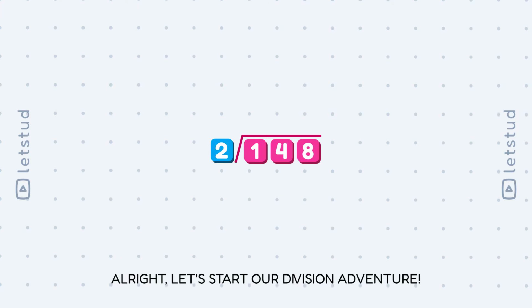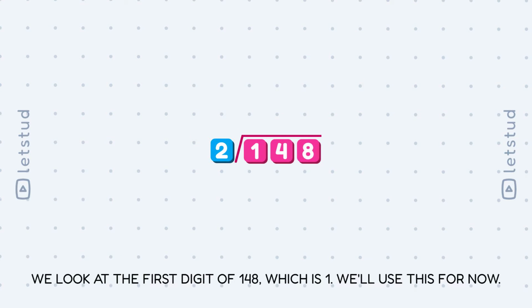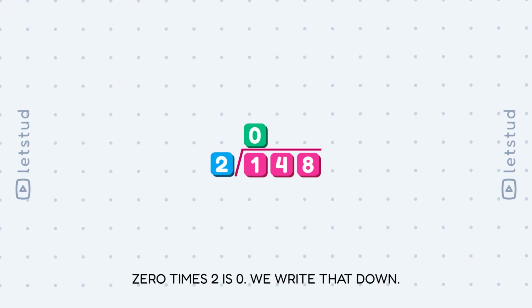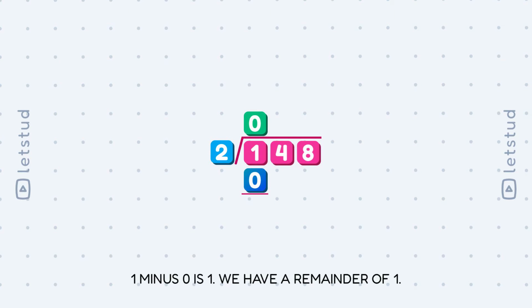Alright, let's start our division adventure. We look at the first digit of 148, which is 1. We'll use this for now. How many times does 2 fit into 1? It doesn't fit, so we write 0. 0 times 2 is 0. We write that down. 1 minus 0 is 1. We have a remainder of 1.